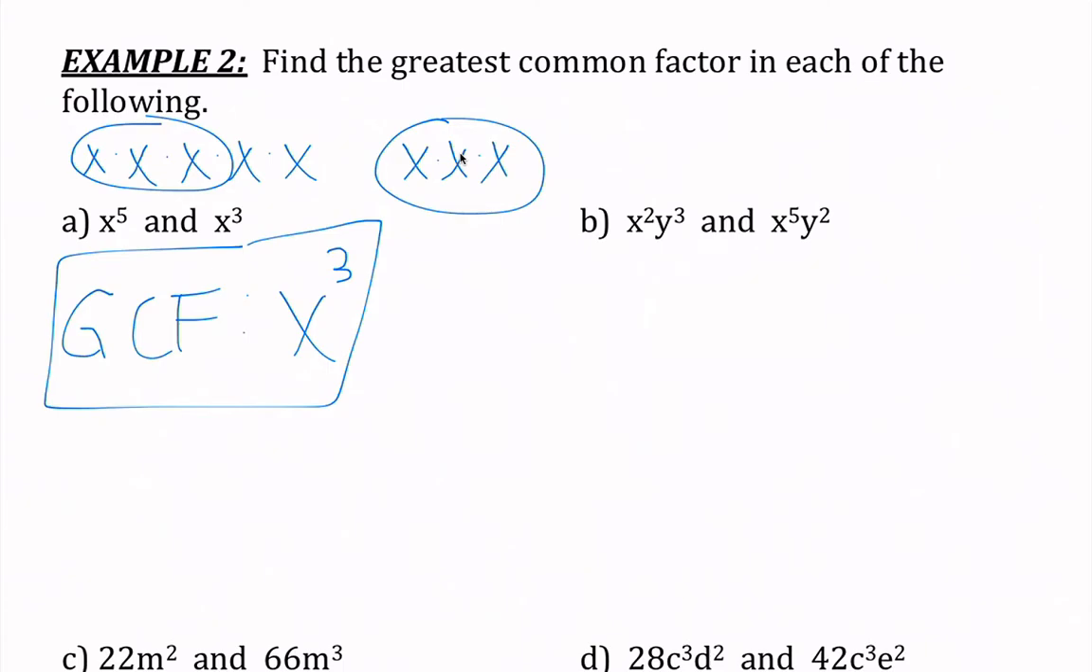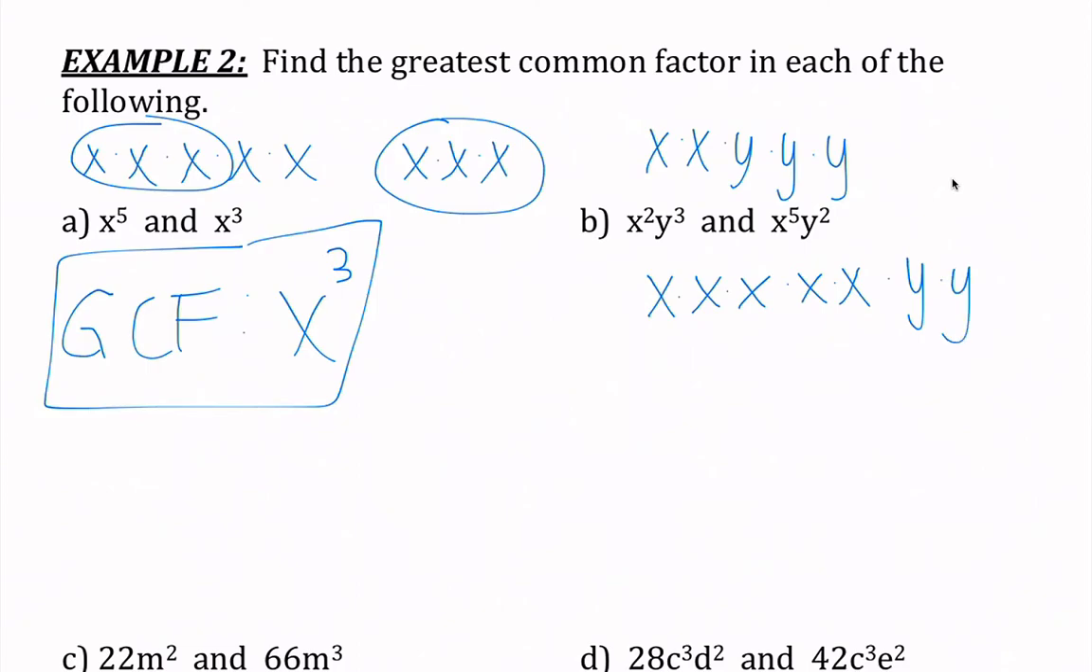Alright, this guy means x times x times y times y times y. I'm going to put this one here on the bottom just so there's room. That means x times x times x times x times x times y times y. So I want to figure out what is the greatest thing they both have in common.